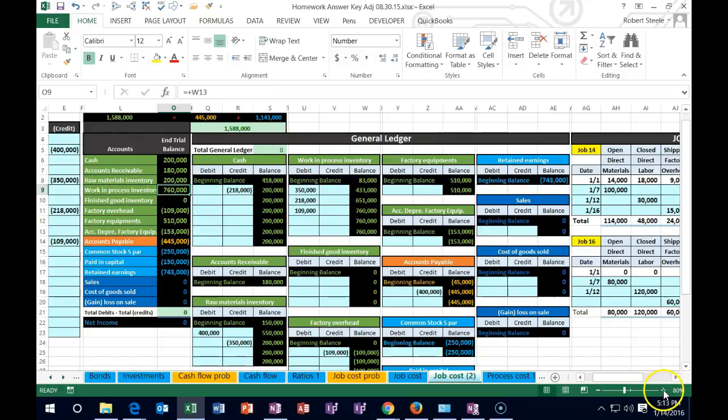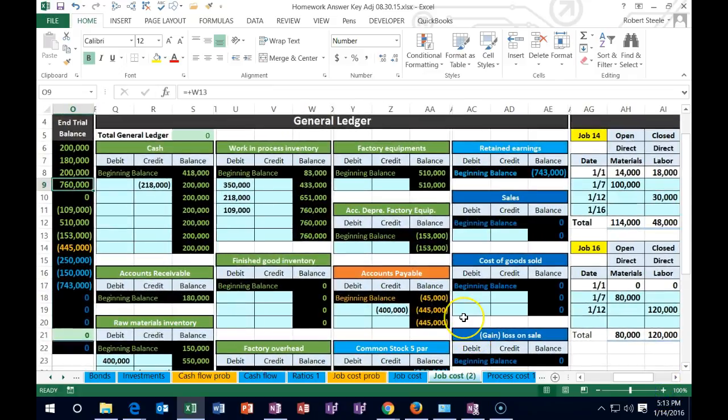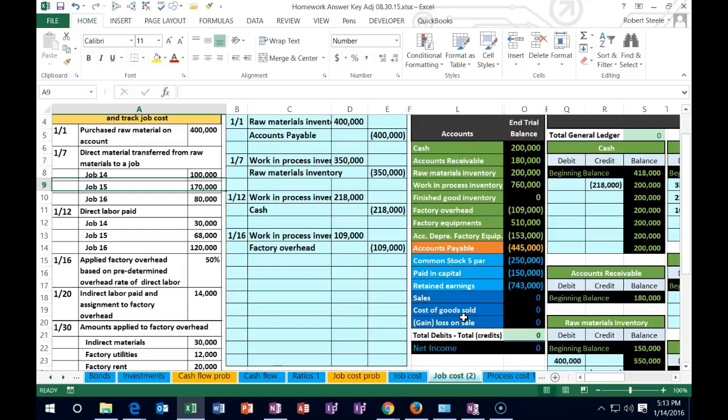I'm going to make it large again and back to 100% on the taskbar, scrolling all the way to the left. We can see our next transaction now. So we are on 120. 120 says we have indirect labor paid and assigned to factory overhead. All right, so we got indirect labor.